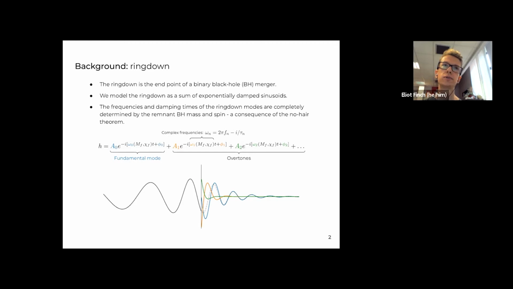Just to say that the frequencies and damping times of these ring-down modes are completely determined by the remnant black hole mass and spin. And this is a consequence of the no-hair theorem. So in this expression, I've got these frequencies in each term, which are functions of the mass M_f and spin chi_f. And these are complex frequencies. You can split them up into the real oscillation frequency, and the imaginary part is containing the damping time.